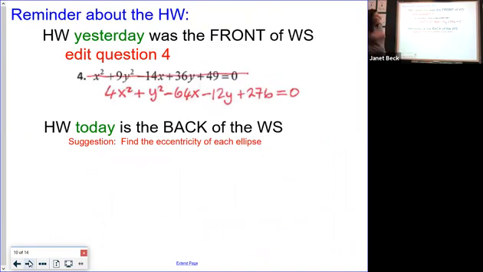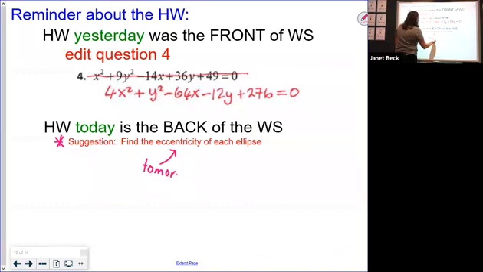A reminder about your homework yesterday. You're given a worksheet. The front for the homework yesterday, I hope you remember to change question number 4. The back of that worksheet is the homework for today. And there's this suggestion I've got written here about finding the eccentricity of each ellipse. You could come back and do that after tomorrow's lesson. We're going to learn about eccentricity tomorrow, and we actually have a whole worksheet on it, so I don't think you need to do that.